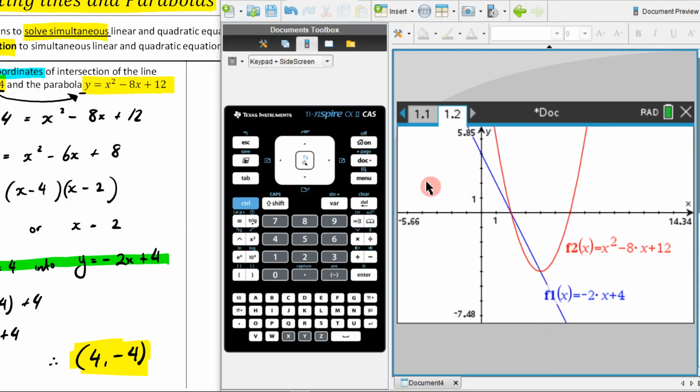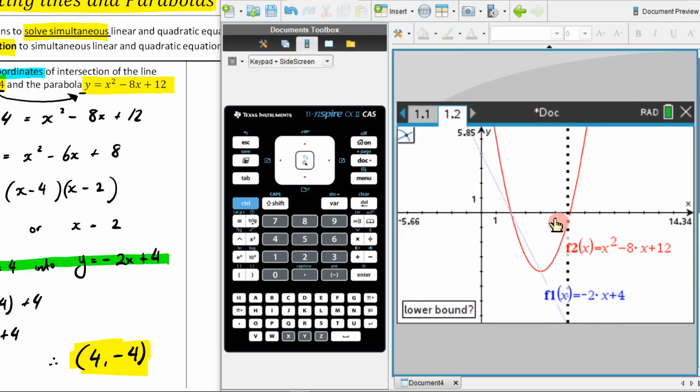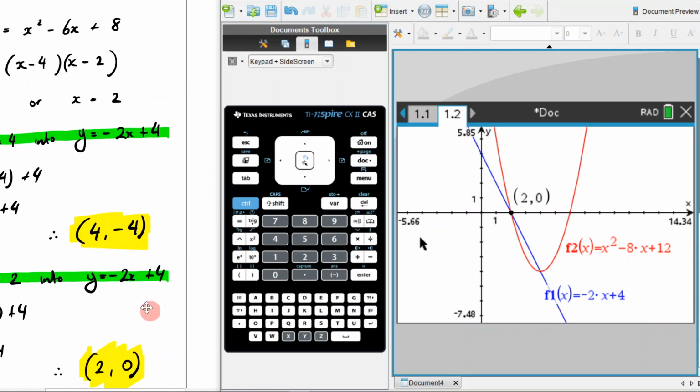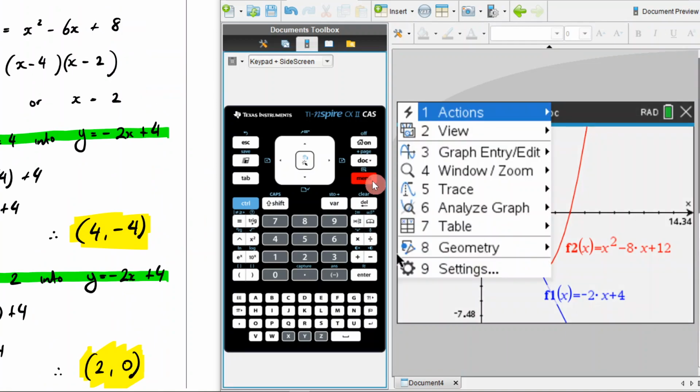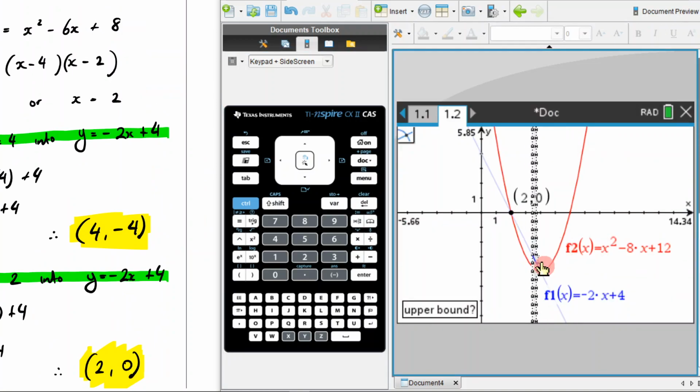Okay, so once we've done that, I now want to find the points of intersection. We can go Menu, Analyze Graph, and Intersection. And then you want to click, then move your mouse over the first point of intersection. There it is, 2, 0, and that's what we found there. Hooray. Then go Menu, Analyze Graph, Intersection, and go from here to here this time, and 4, negative 4, that's what we found here.